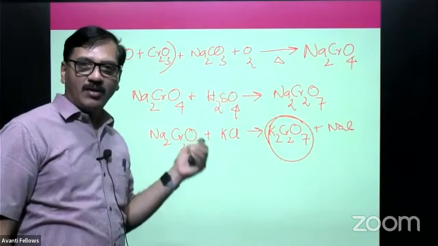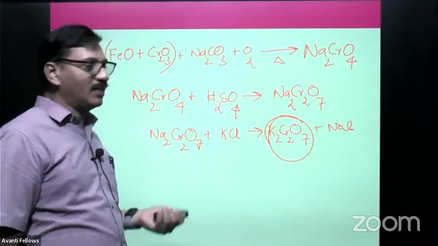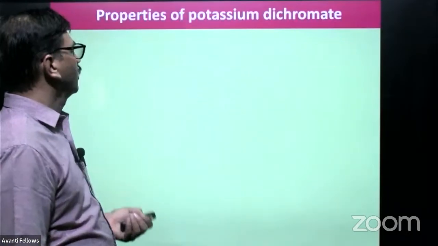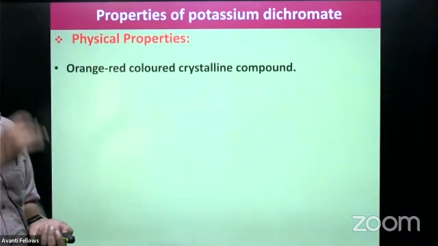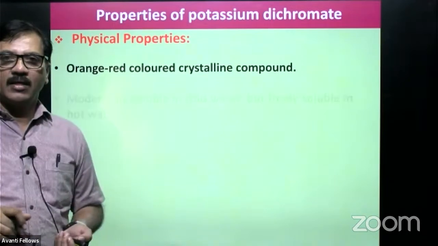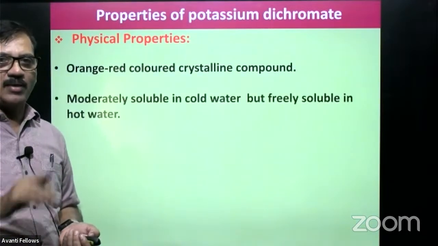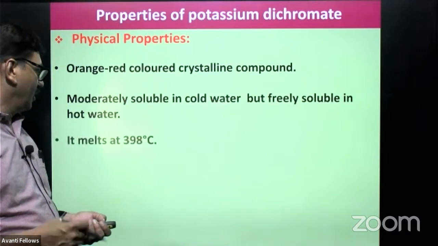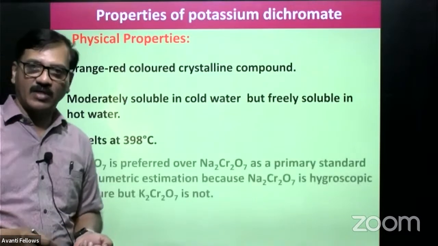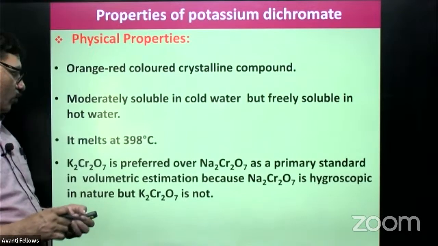This is one of the preparations or properties that is often asked as a question. Now, what are the properties of potassium dichromate? It is an orange colored solid. It is sparingly soluble in cold water. In hot water, it is freely soluble. It melts at 398 degrees Celsius, right?